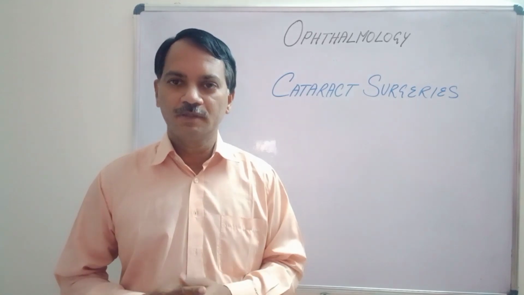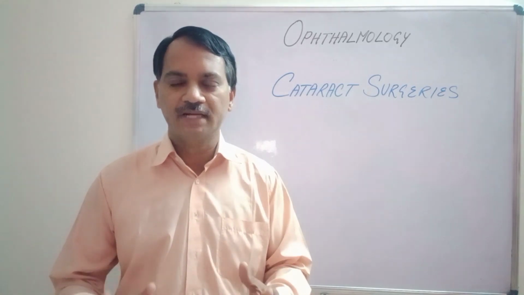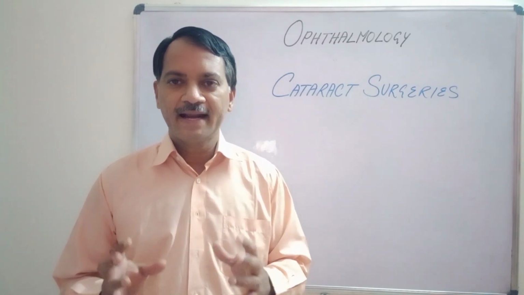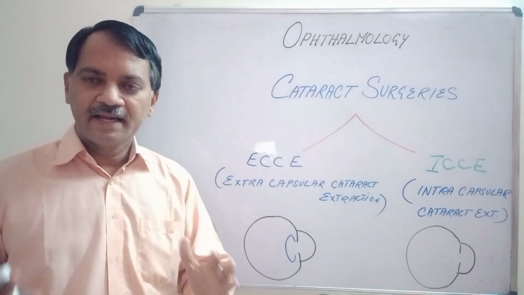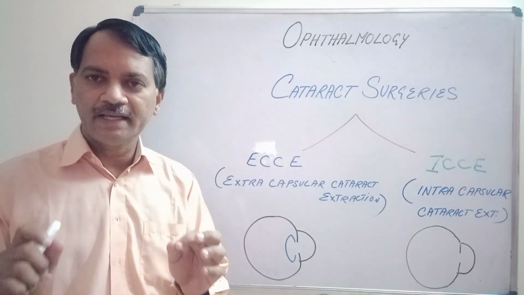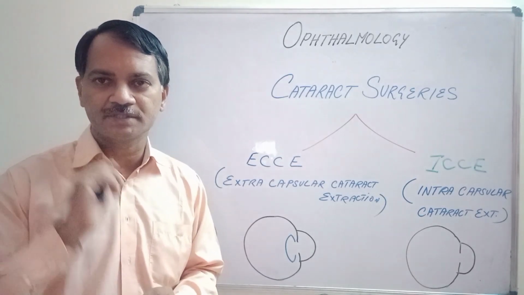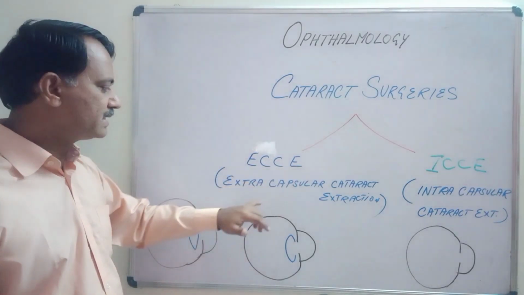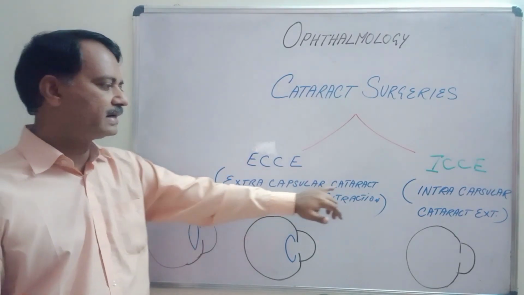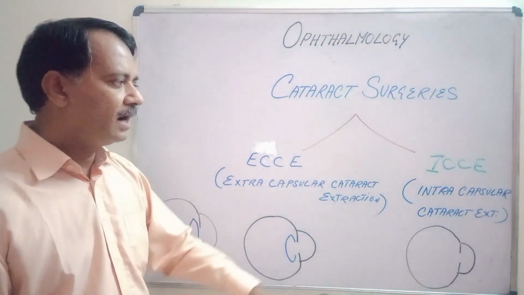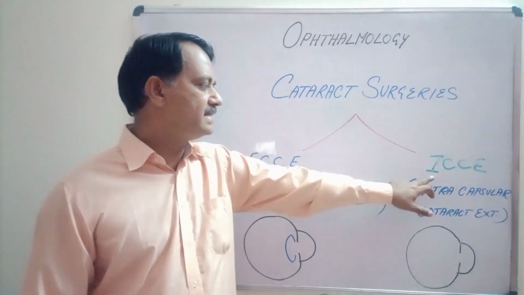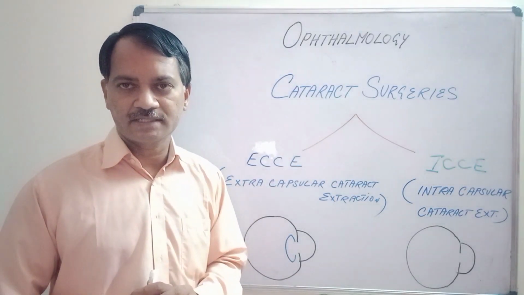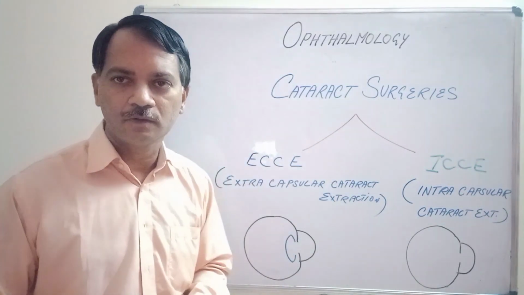Welcome back to ophthalmology for undergraduates and postgraduate beginners. Today we are going to see about cataract surgeries. Cataract surgeries are broadly classified into two types. One is ECCE, that means extracapsular cataract extraction. The other type of surgery is ICCE. What is that? Intracapsular cataract extraction. What is the difference between the two?